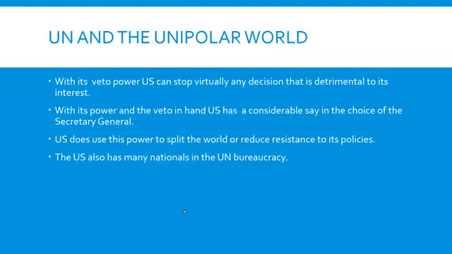Okay, then the United States has veto power. If the Security Council takes any action or intends to take any action against the US, it will never be successful because the US will exercise its veto power to save its interest. Okay, then because the US has a veto power, it has a significant say in the choice of the Secretary General, which is a very important post, the most significant post in the United Nations.